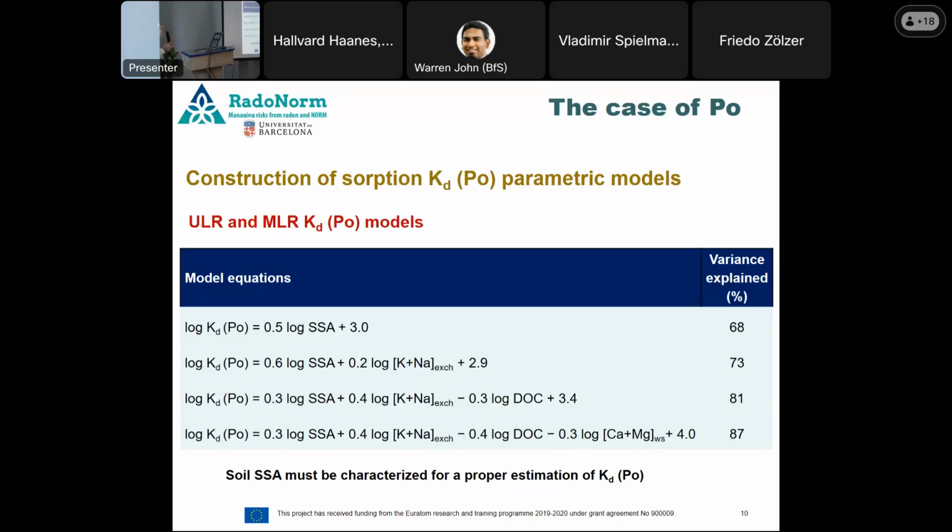And then if we have more information, like the status of monovalent cations and the status of the solid organic carbon, then we can go up to nearly 90% of the probability that the sorption KD of polonium can be predicted in the soil.